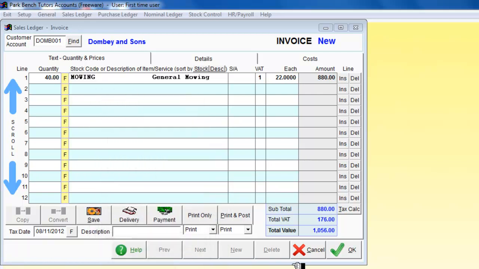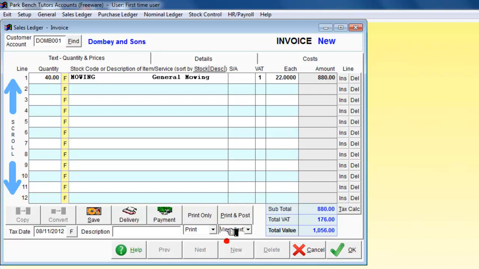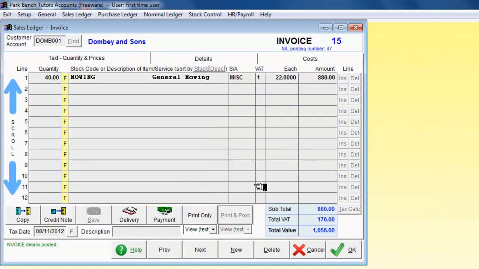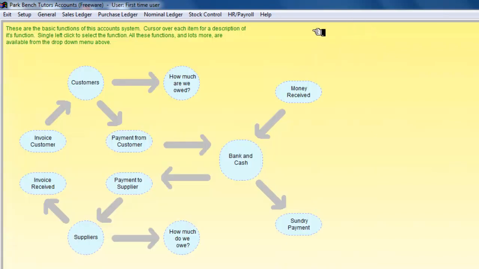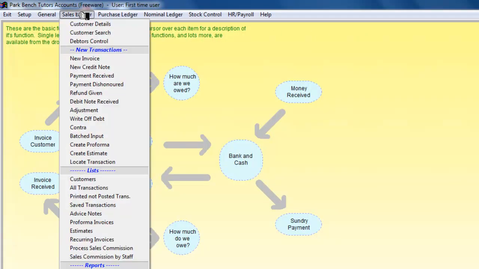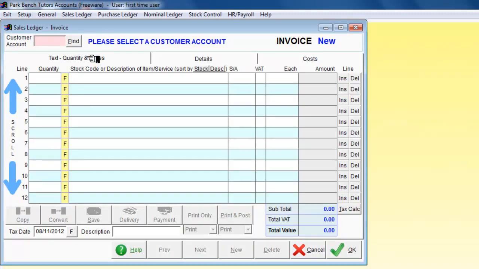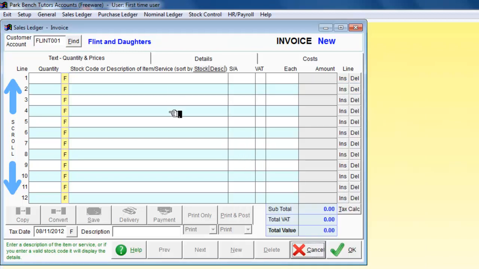So let's put that one up, and what we're now going to do is to post this transaction. Are we ready for that? Yes, we are. Now I'm going to do a new invoice, so I'm just going to close these so we don't clutter the screen up too much, and come down again, and here's my new invoice, and this time I'm looking for Flint. There we are.